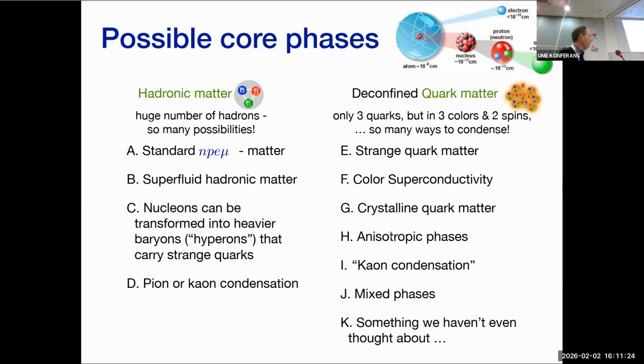You can have anisotropic phases where there's a preferred direction in space, and it's not isotropic anymore. You can also have something called kaon condensation that's similar to this on this side, but it's something rather different. It just has the same name. You can have mixed phases where you have, for instance, both quark matter and hadronic matter, or anything we haven't even thought about, right? And so there are dozens of possibilities that we already know, and probably equally many no one has ever thought about, right? And so there's a lot that can happen.